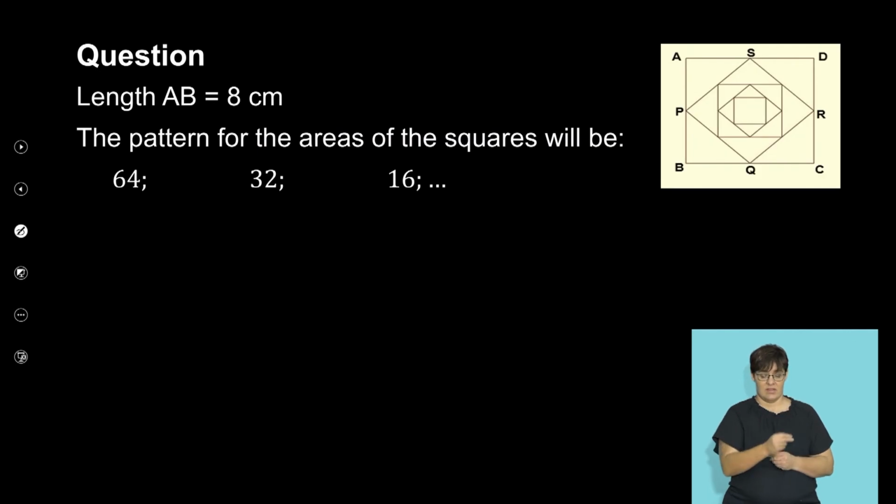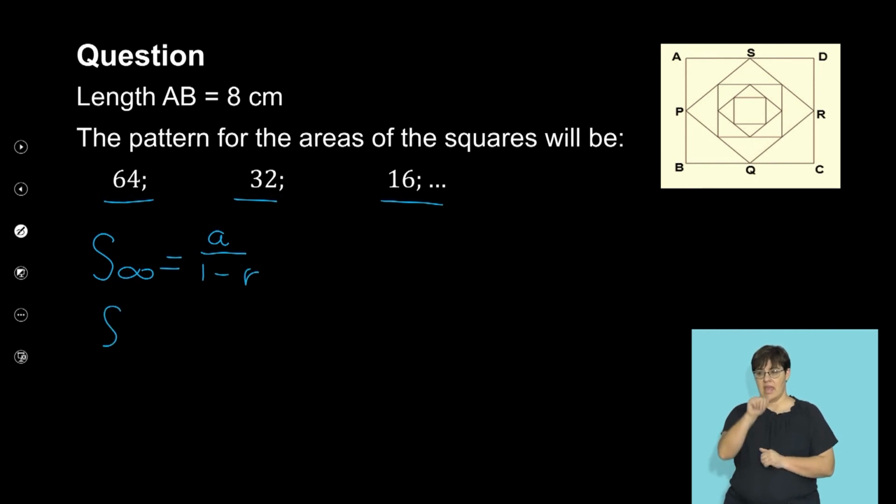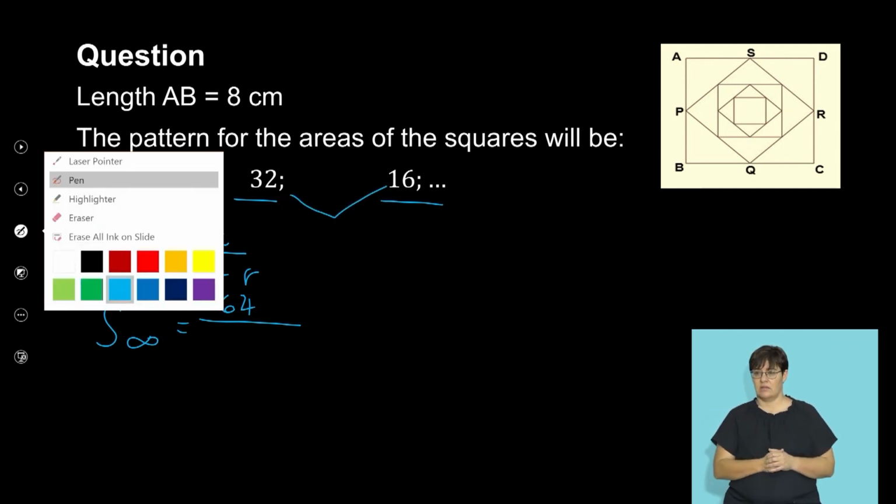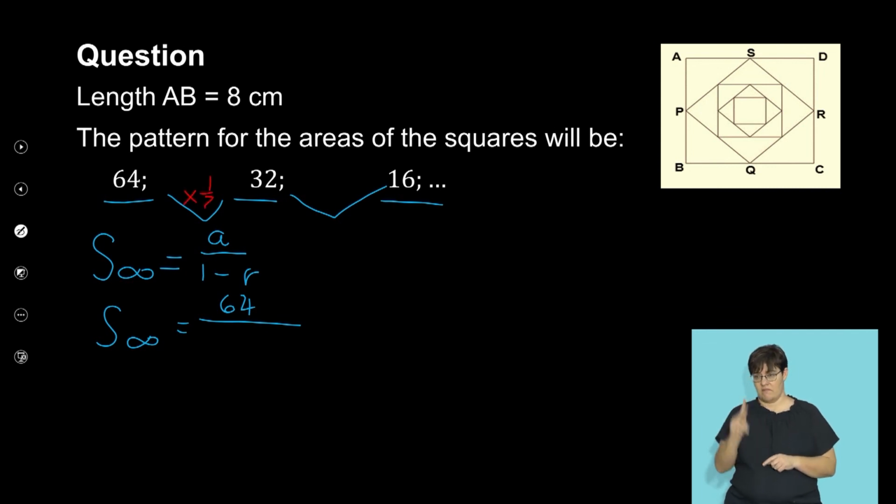So because I now have the first term, the second term, if you were to find the area of the square within PQRS, you would see that it has an area of 16 centimeters squared. So I can actually see that I've got my pattern. So I can substitute in to the sum to infinity. My A is equal to 64. My ratio between each of these, hopefully everyone will agree with me, is times by a half, because 32 is half of 64 and 16 is half of 32.